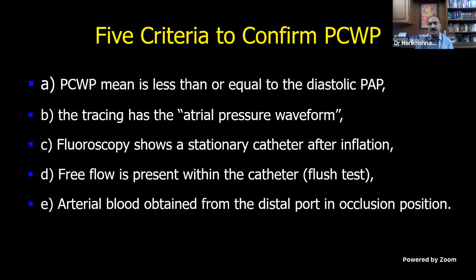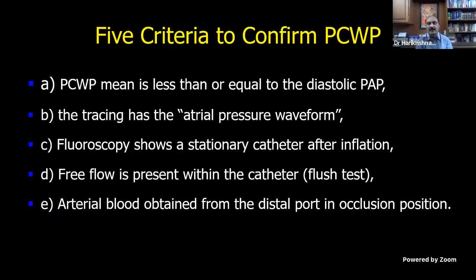So what are the conditions which you satisfy? Because you are getting a pressure, you have gone from the pulmonary artery to the pulmonary capillary wedge position. There are some findings which say that this is pulmonary capillary wedge. So what are the five things? One is the pulmonary capillary wedge mean is less than or equal to the diastolic PA pressure. You know the PA pressure because you are going from the PA to the wedge.